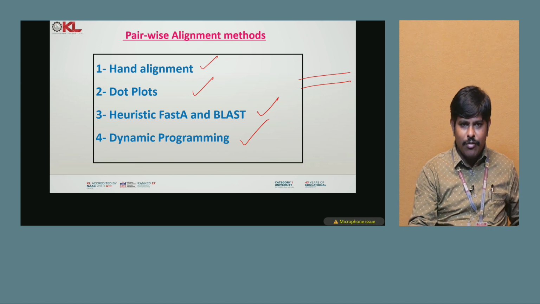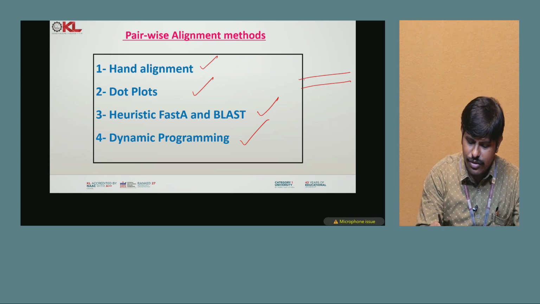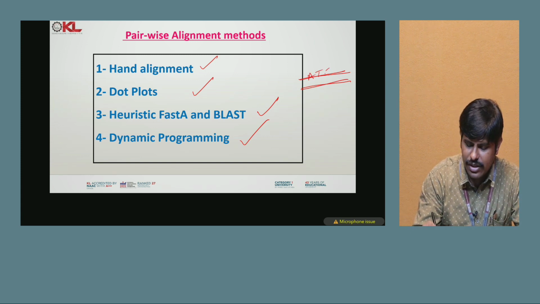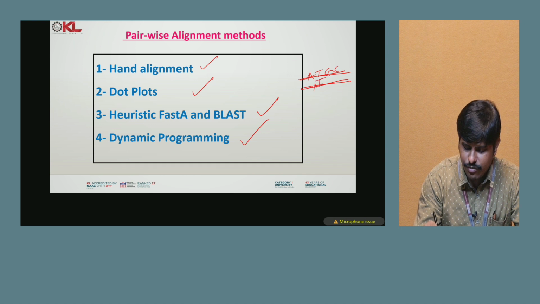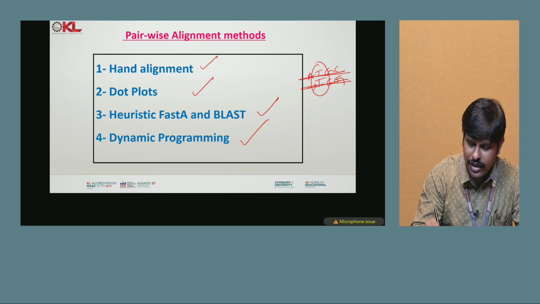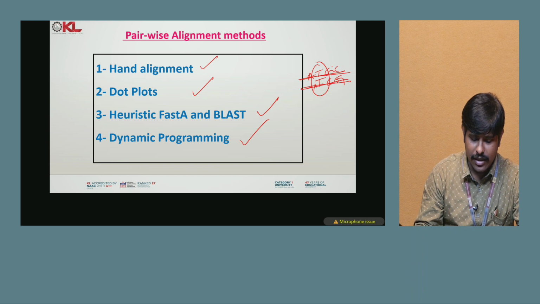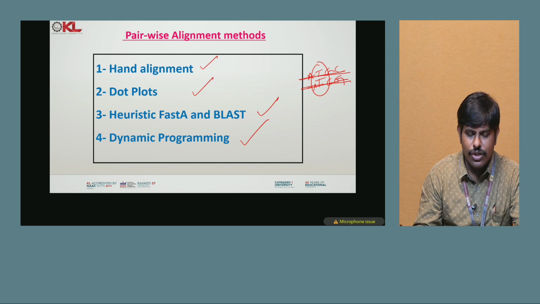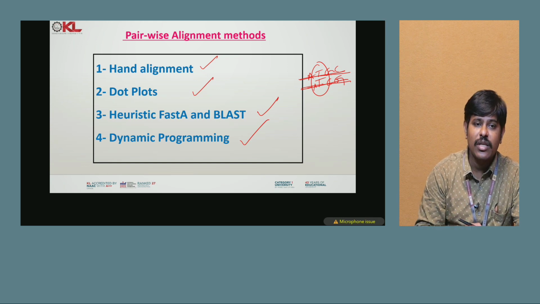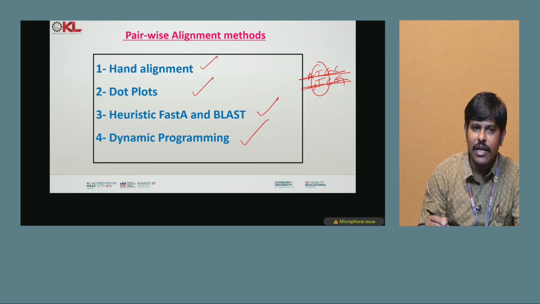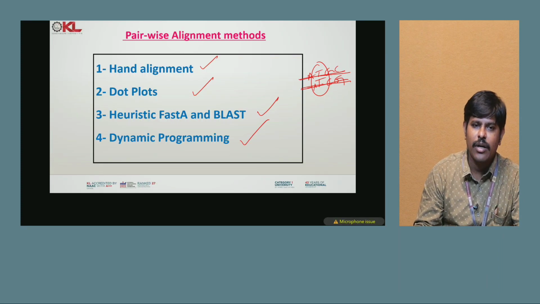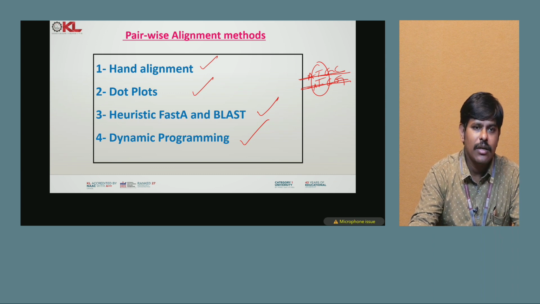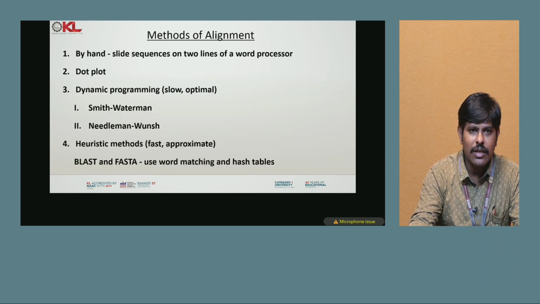So hand alignment, basically what you would do is you take two sequences, note them down on pen and paper, and try to match the matching positions in the two sequences. That becomes hand alignment. Dot plot is a graphical visualization method. Heuristic method is an algorithmic approach, but the approach is heuristic, and dynamic programming is an approach through proper programming. So we'll see hand alignment followed by dot plot methods in detail here.